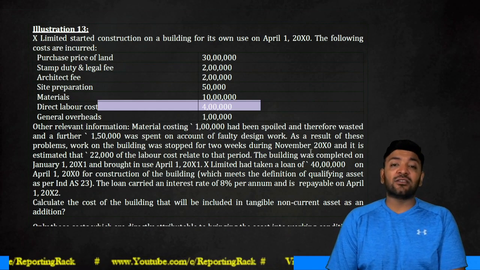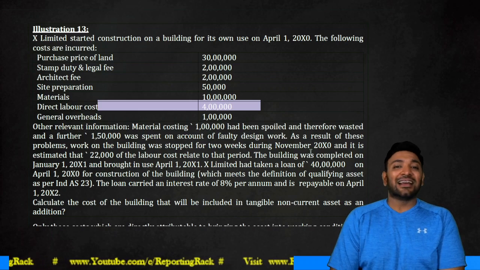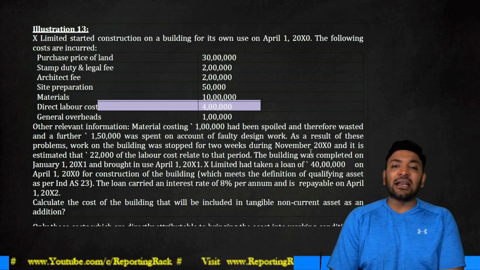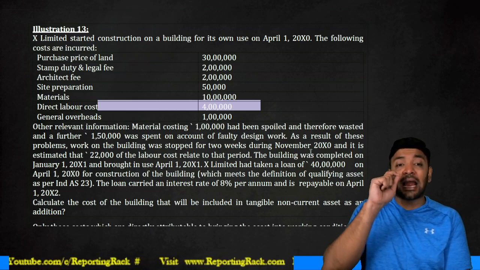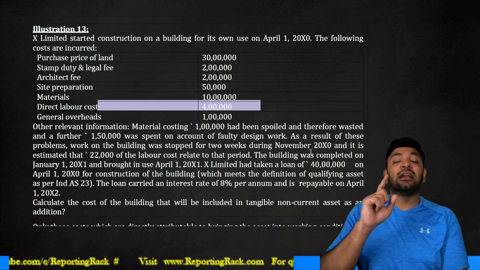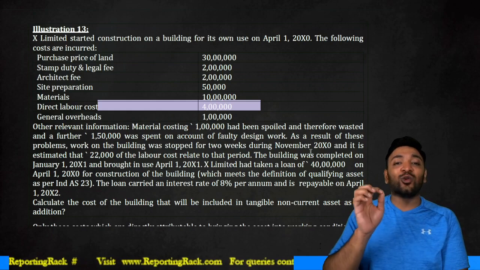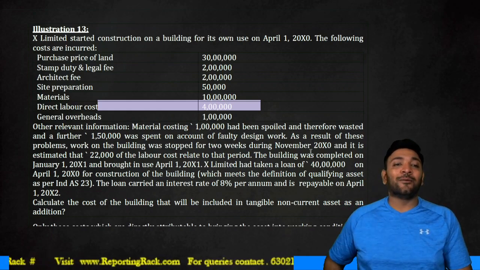Your purchase price of the land is 30 lakhs and your stamp duty is 2 lakhs. Guys, registration of the land will require some stamp duty to be paid. So that is 2 lakhs. So the total of 32 lakhs is the total cost capitalized to the cost of land. That is cost of land. It is not a depreciable asset and cannot be included into your cost of building. Building, start looking at it.